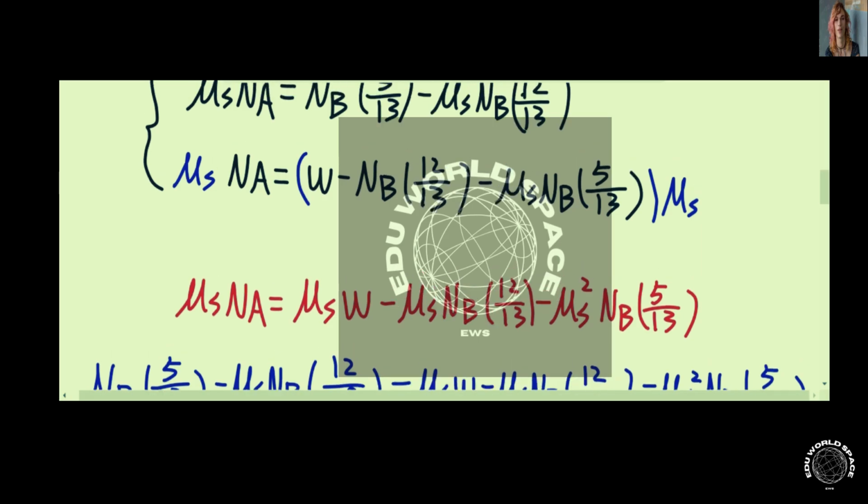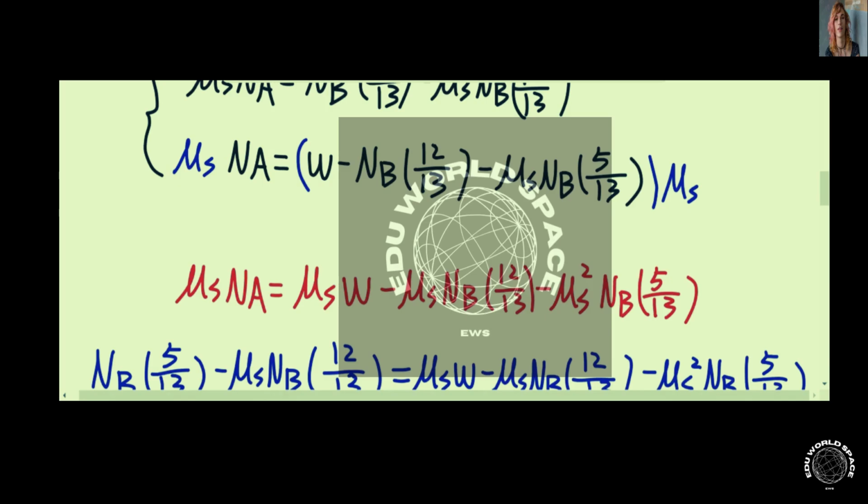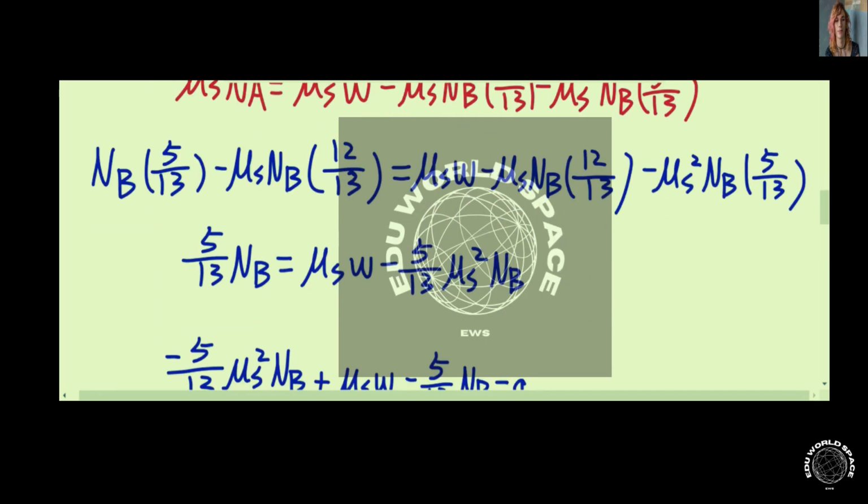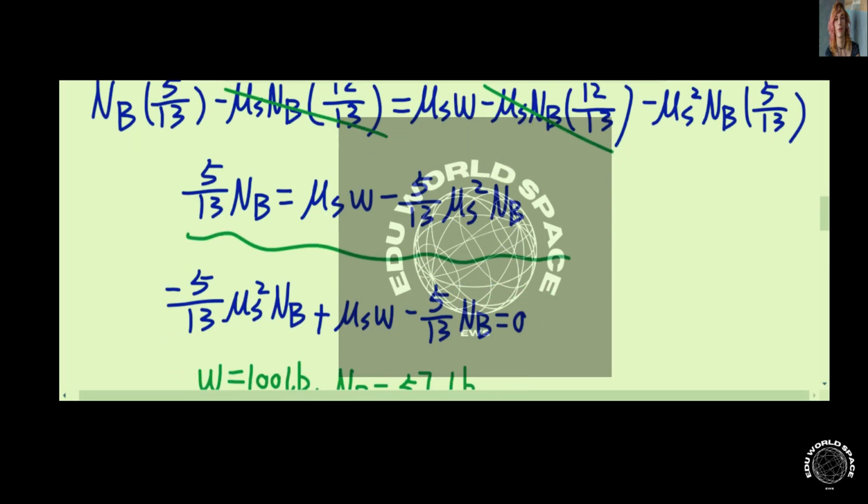And then we can set these two equations equal to each other. So we have Nb times 5 over 13 minus mu s Nb times 12 over 13 equal to mu s W minus mu s Nb times 12 over 13 minus mu s squared times Nb times 5 over 13. As you can tell, mu s Nb times 12 over 13 here can be cancelled out. And this will give us such an equation here. And then if we do some arrangement here, we have such an equation here.